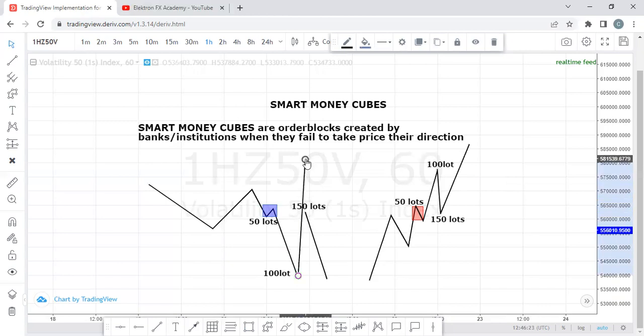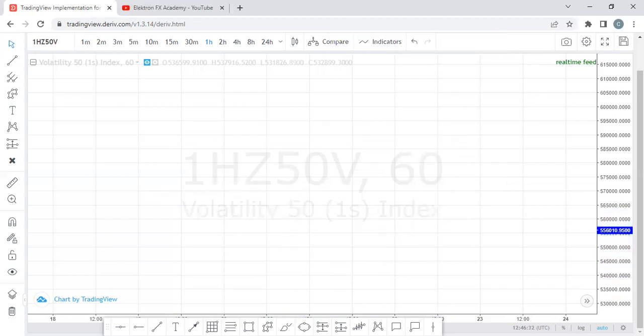But I'll teach you how to filter these entries to make sure you profit from this knowledge, right? So let's clear everything on our screen, and then we continue. So now, when we have established that, how do we trade smart money cubes? When do we trade them, right?